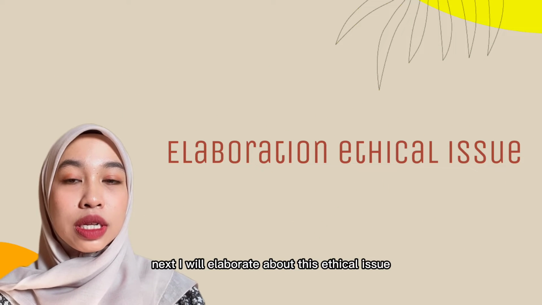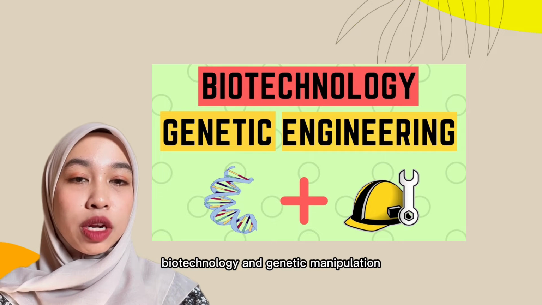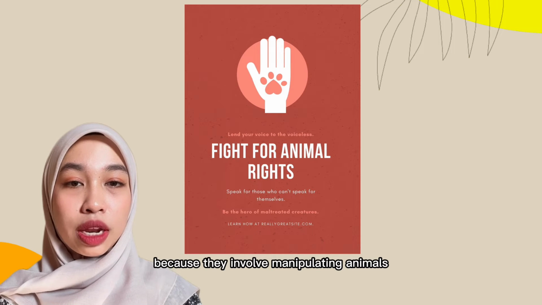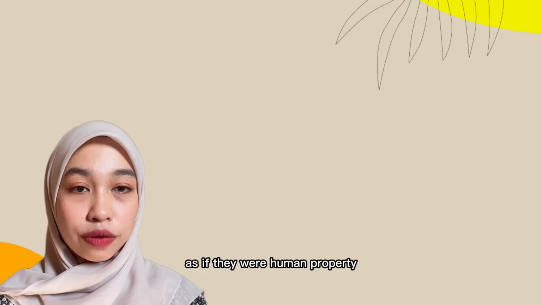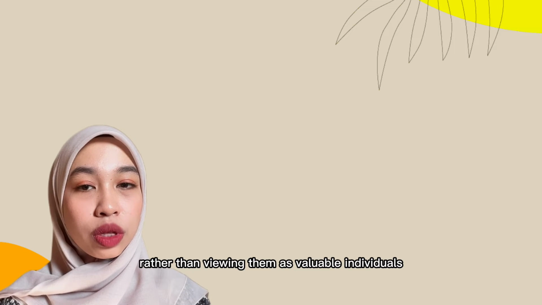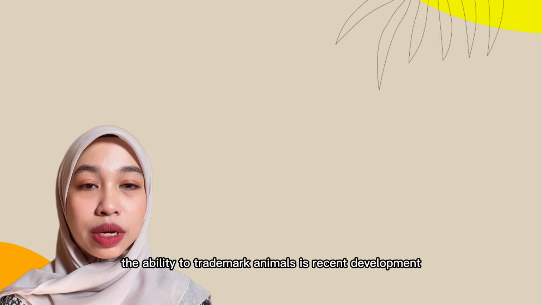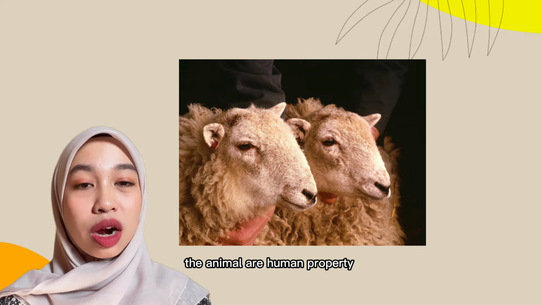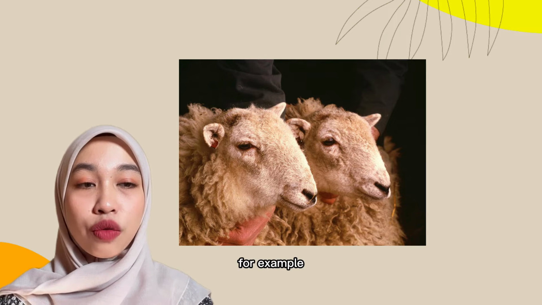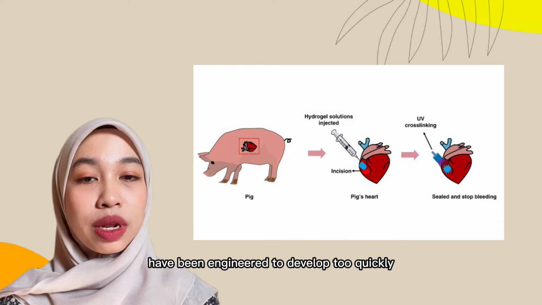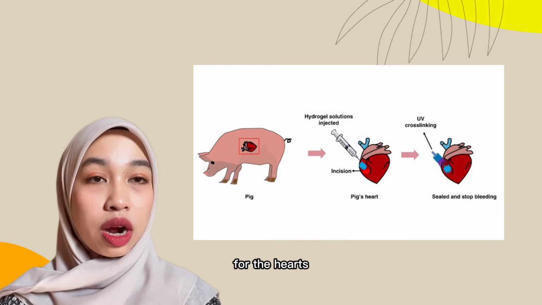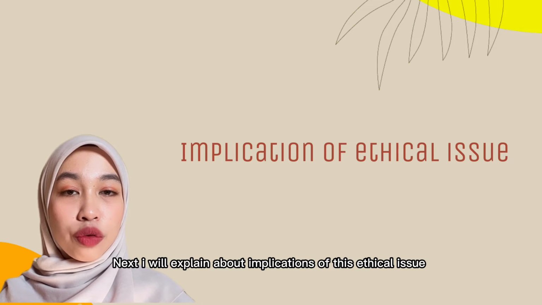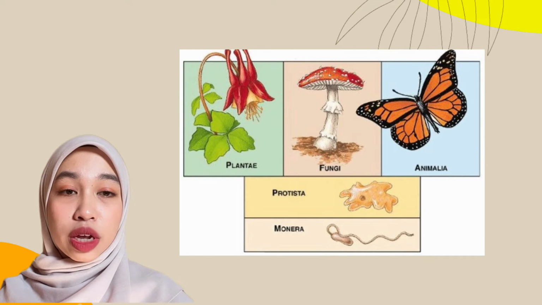Next, I will elaborate about this ethical issue. Biotechnology and genetic manipulation appear to be incompatible with animal rights because they involve manipulating animals for human goals as if they were human property rather than viewing them as valuable individuals. The ability to trademark animals is a recent development that promotes the idea that animals are human property rather than beings. For example, some modern pigs have been engineered to develop too quickly for their hearts, causing pain when the animals are overly active.